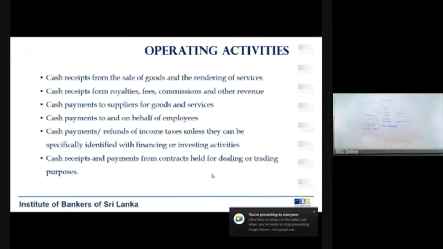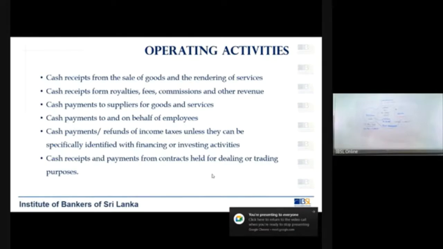So look at the items. Cash receipts from sale of goods. That is very obvious. When you do a sale, you will receive cash, right? But we are not considering the credit sale here. As I told you, credit sale is not valid because the money will come later. So when the money comes, only then will that be considered as part of cash.